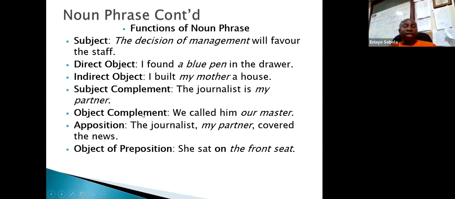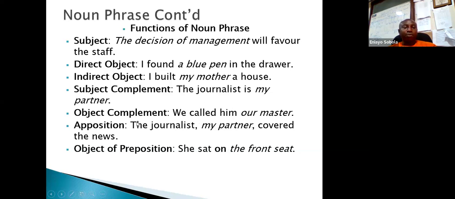And there are also object complements. We called him our master. Him is the object, but our master modifies the object him, complementing it by giving additional information.